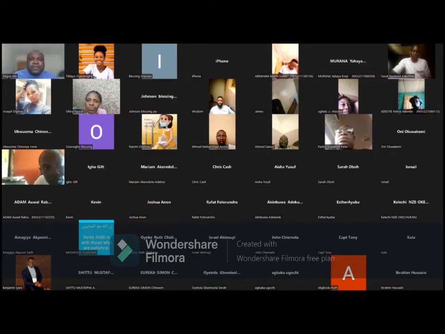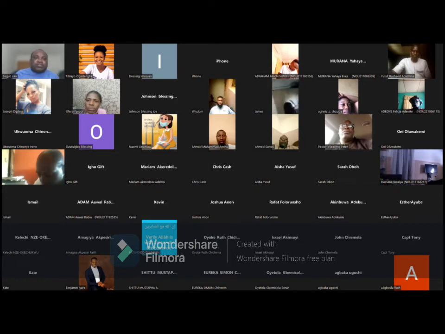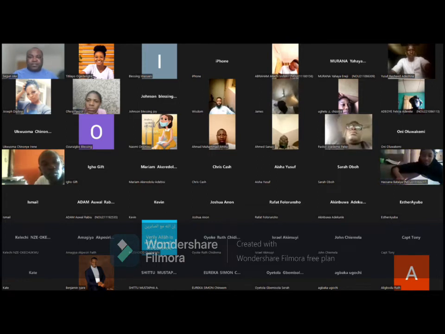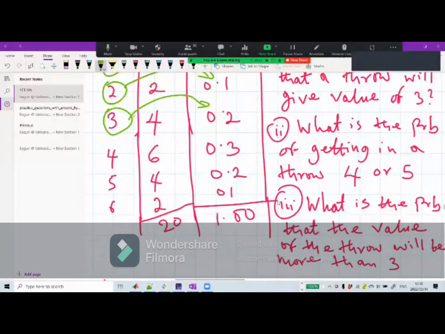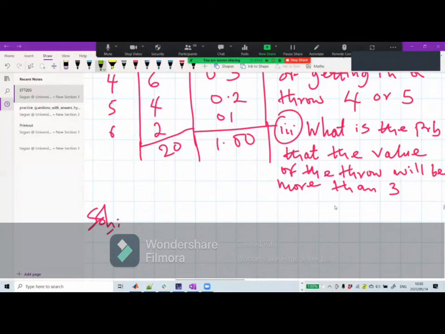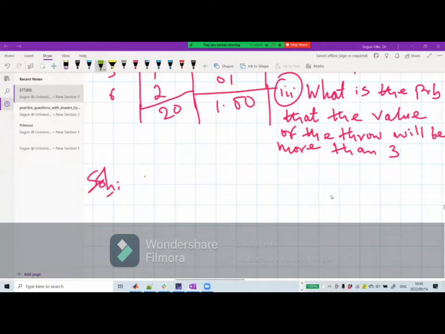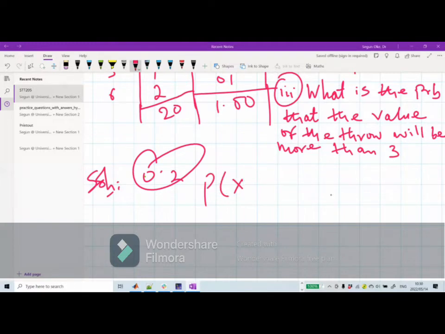So it simply means that when I throw a die, and we don't have frequency, they are not telling us the number of times, just throw once, it's just going to be 1/6. But since we are given the frequency table, we have to work with that. So the first answer will be 0.2, because that's the probability of X equals 3, right? Yes.